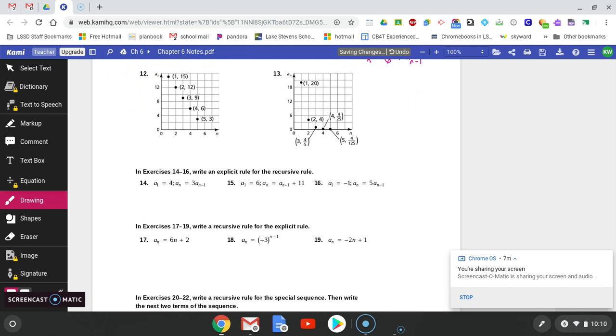12 and 13, again, it's the exact same thing. It doesn't matter if we're looking at it in table form, list form, or in graph form. Again, they're still giving us the exact same thing.